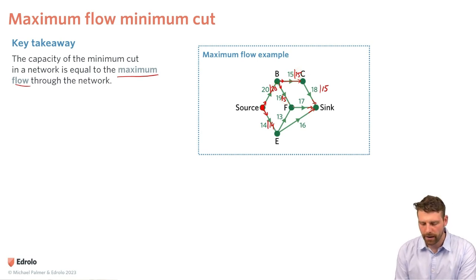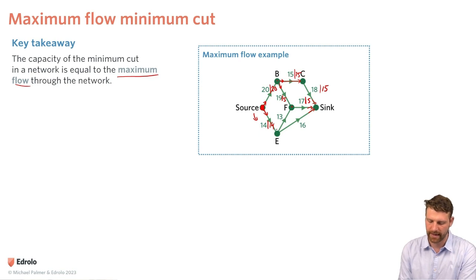Okay, I'm going to follow that flow through from B to F, so I've got 5 liters flowing through from B to F, and I can push another 5 liters, I think. Well, the only way it can go is from F to the sink. So I'm going to put a 5 here. And so now all the water flowing from the source to B has been accounted for and is going into the sink. So I've sent 20 from there, and I'm sending 20 to the sink.